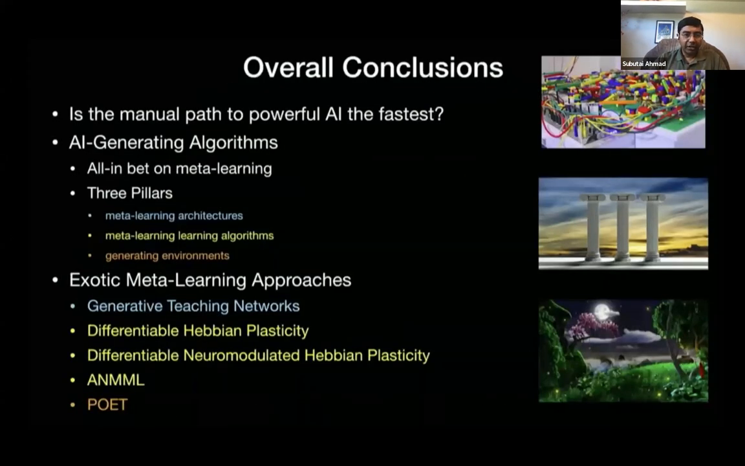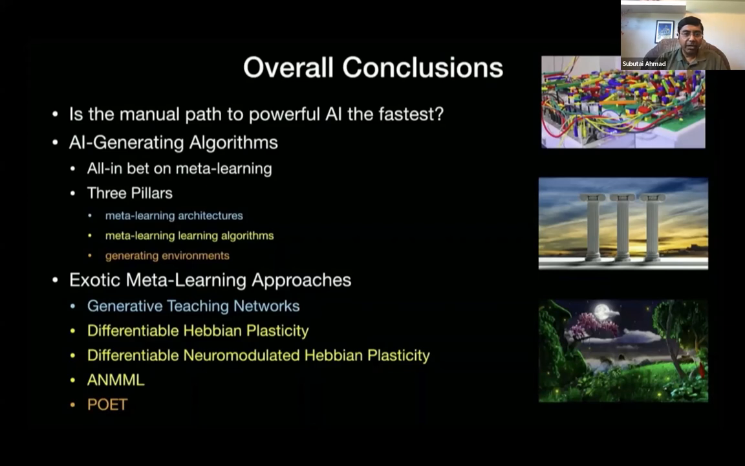Okay, so that's his overall conclusion. He thinks that working on these three pillars is going to be the fastest path to reaching AGI. The manual path is not the way to go. And maybe you need the manual work to figure out what these building blocks are, but then at the end of the day, you need these other meta learning algorithms in there to really do well.